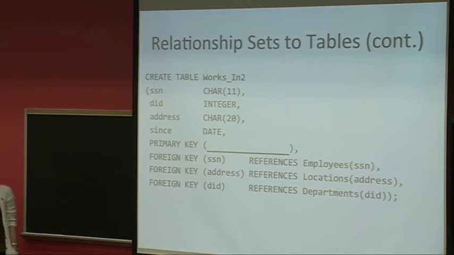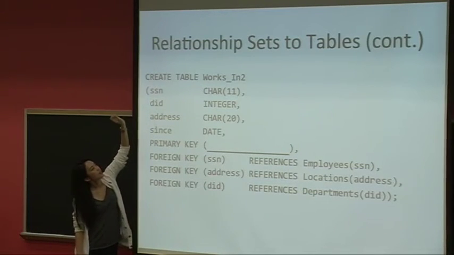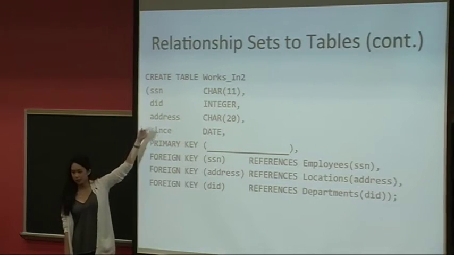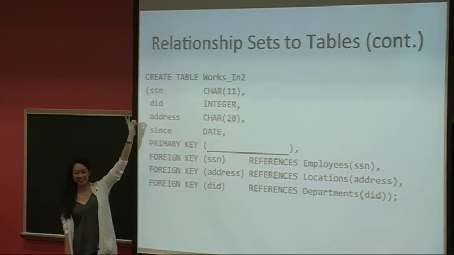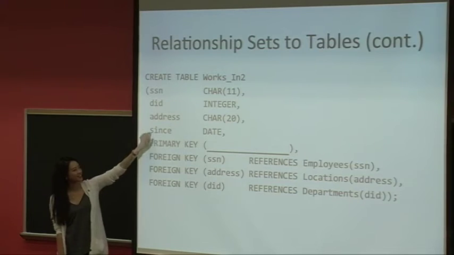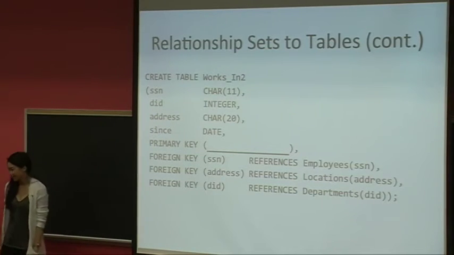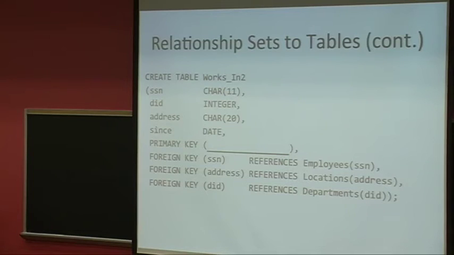As you see, we have SSN, department ID, and the address from the location entity set down there. And I was missing the since attribute, so you can draw it on the relationship. You can declare it as a date type. So what will the primary key be for works in two? Yeah, you put three of them together as the primary key.